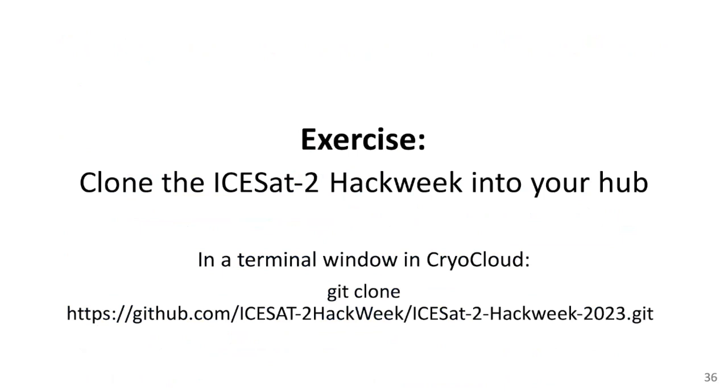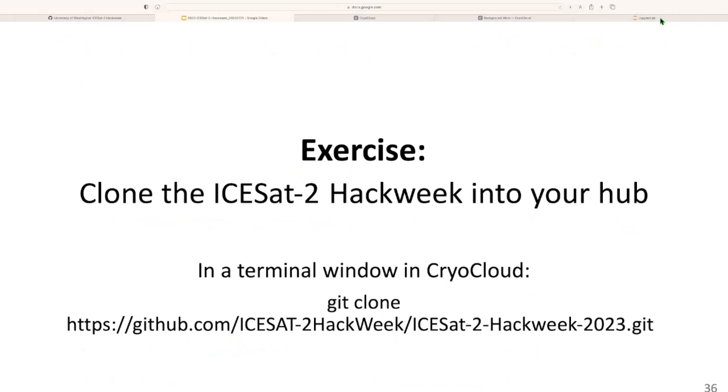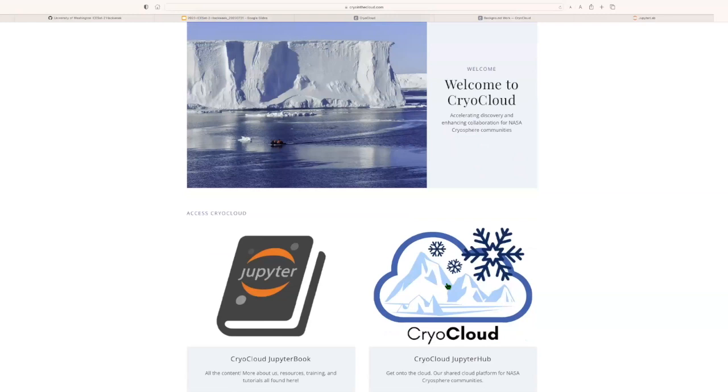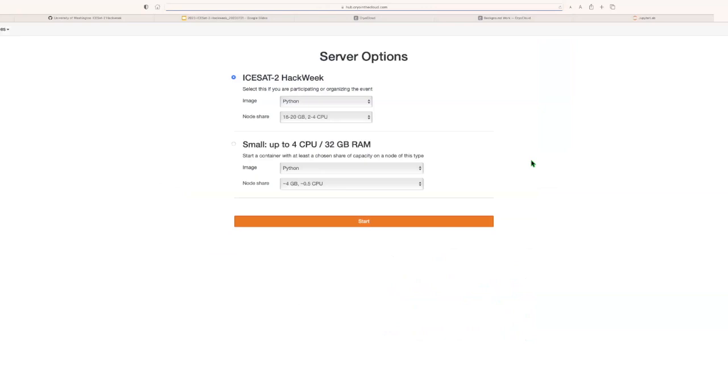Okay, lastly, we will have you do an exercise just to get you familiar with opening CryoCloud and doing a clone or copy of a repo. So go ahead and open your hub. You can go to cryointhecloud.com, and then from there, click on the CryoCloud icon here, or you can just go to hub.cryointhecloud.com, your choice. I'll give folks a minute or so to do that.